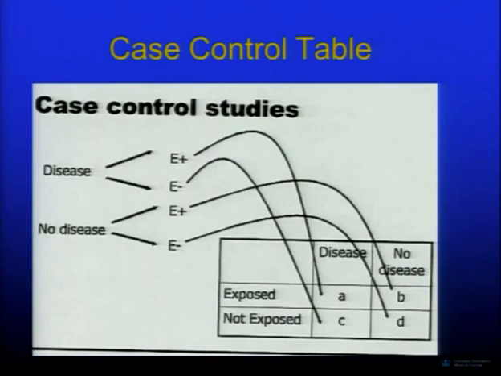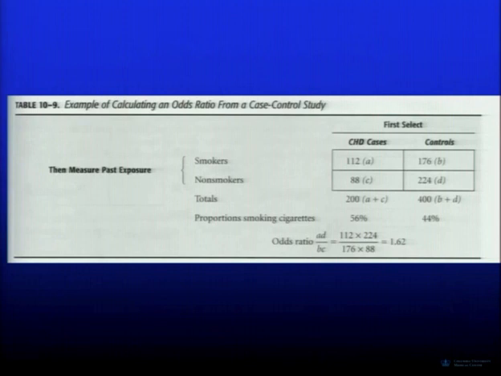We put all of this into a fourfold table, and what measure would we calculate for a case control study? An odds ratio. And what's the formula? AD over BC. So that's shown here. So you select coronary heart disease cases and controls. We can't calculate incidence. We're just choosing some people here, choosing some people here. There's no incidence that we can calculate. Then we measure the past exposure, about whether or not they smoked, and then we do the odds ratio, AD over BC. And in this particular case, they got 1.62.